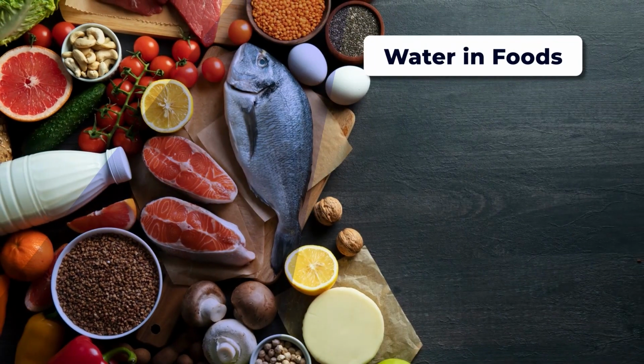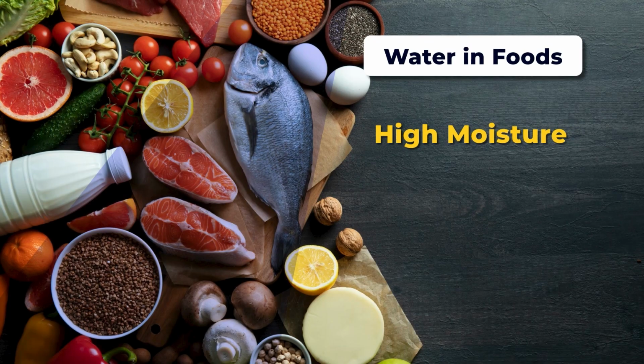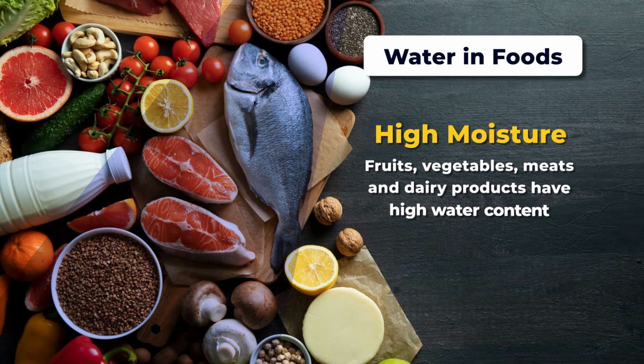Now we come to the water in food. That is, food contains water. Certain products contain a high amount of water, like fruits, vegetables, and meat. They contain a very high range of water, 70 to 95%.